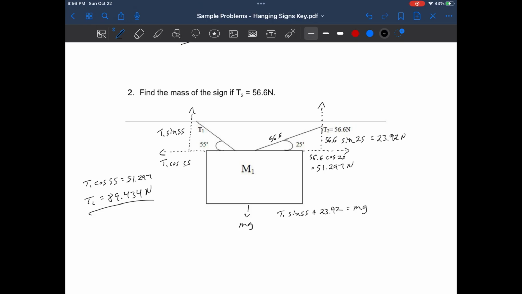I can go ahead and satisfy what T1 sine 55 is because I know T1 is 89.434. So on my calculator, I did 89.434 sine 55, enter, got a number, plus 23.92, enter, got a number, and that number is 97.18. 97.18 is equal to mg, but we know g is 10, so we're going to say m times 10. Divide both sides by 10, we get 9.718 kilograms is the mass.